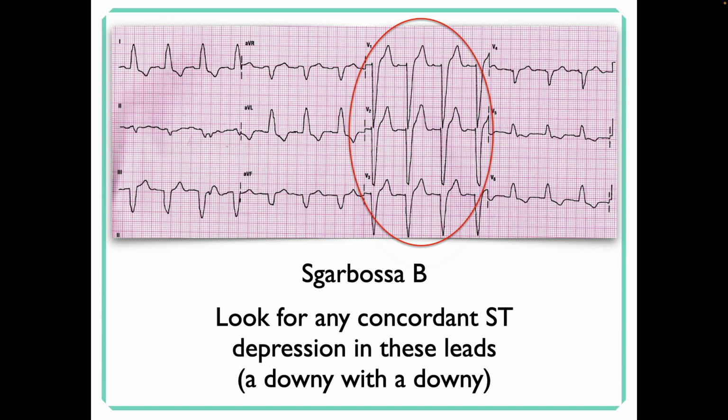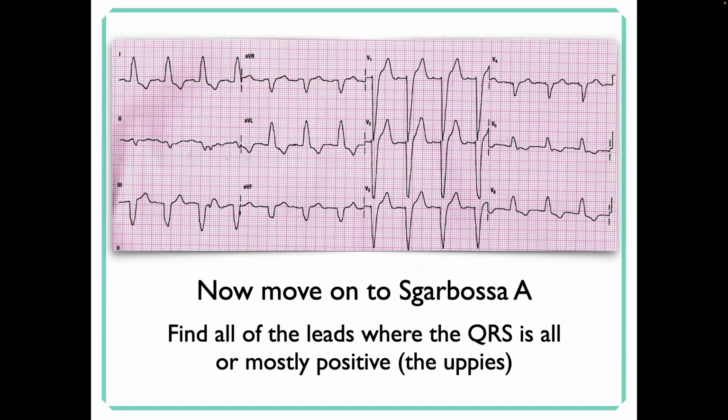Okay, now what I usually do is I move to Sgarbossa A and I look for all the positive ones. Do I have any others? Yeah, one more. So this is typical. You can see there's only four. So is there any Sgarbossa A there? Any uppies with uppies? No.